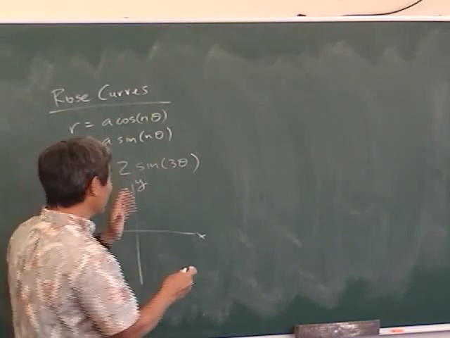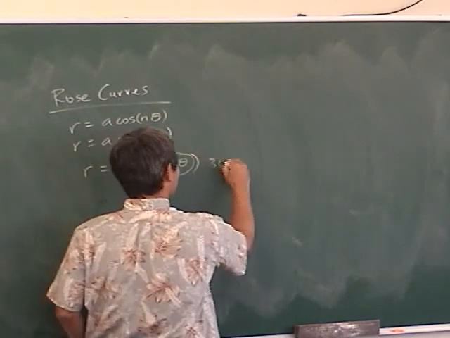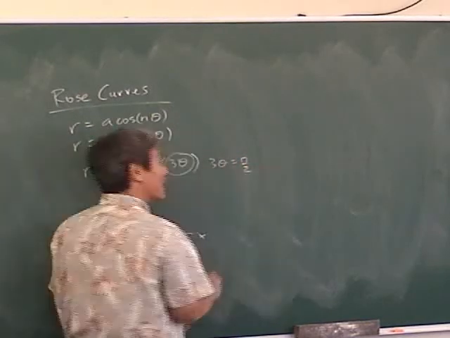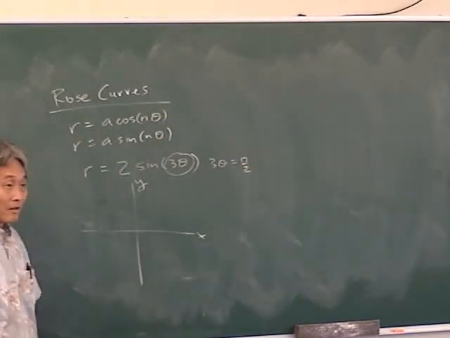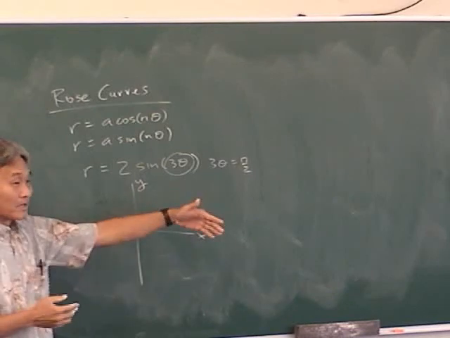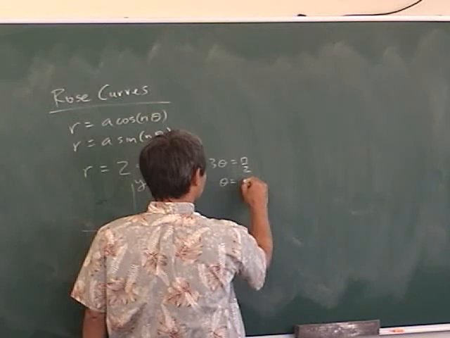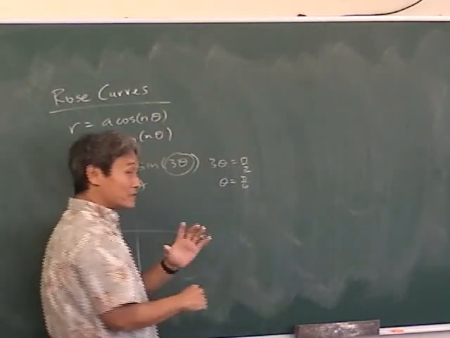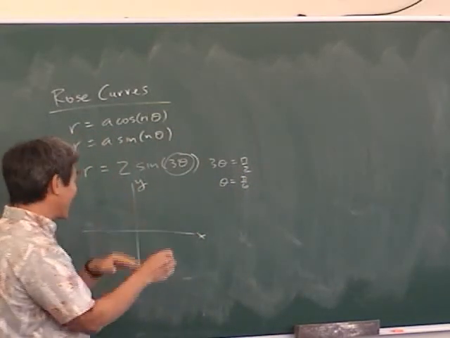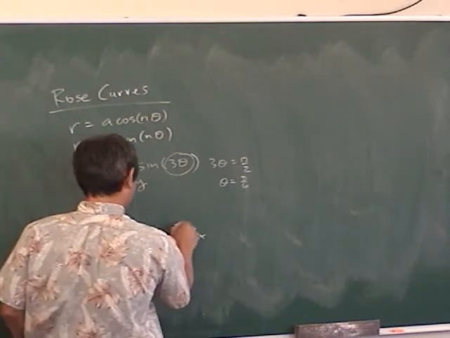At pi over 2, right? So when this argument is equal to pi over 2, that's when the tip of the petal is going to occur, because that's when r will be as large as possible. So if you solve this equation, theta equals pi over 6. That means at pi over 6, that's where we're going to have a tip of a petal. That's 30 degrees if you didn't know.